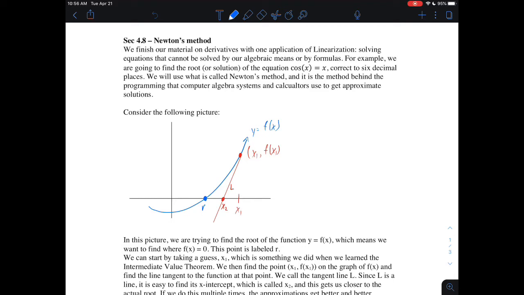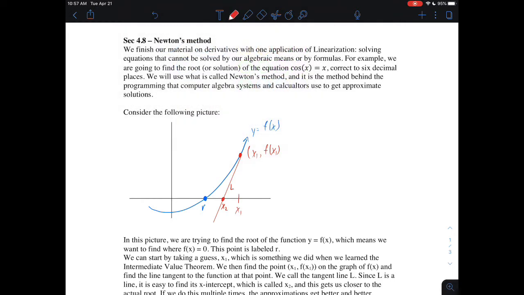Section 4.8, Newton's Method. We finish our material on derivatives with one application of linearization, solving equations that cannot be solved by our algebraic means or by formulas. So for example, we are going to find the root or solution of this equation, cosine x equal x, correct to 6 decimal places. We will use what is called Newton's method, and it is actually the method behind the programming that computer algebra systems or even graphing calculators use to get approximate solutions.